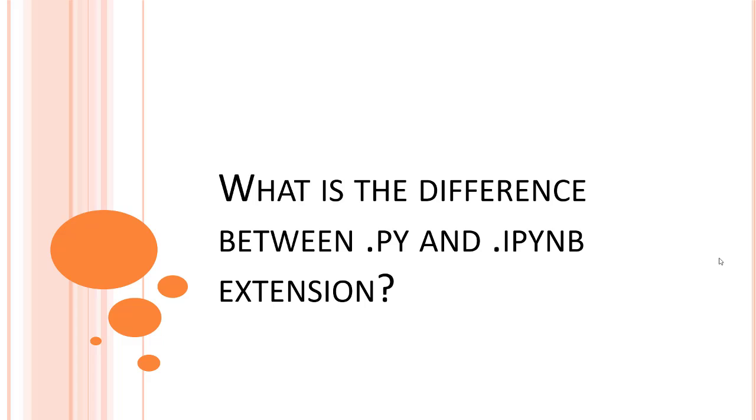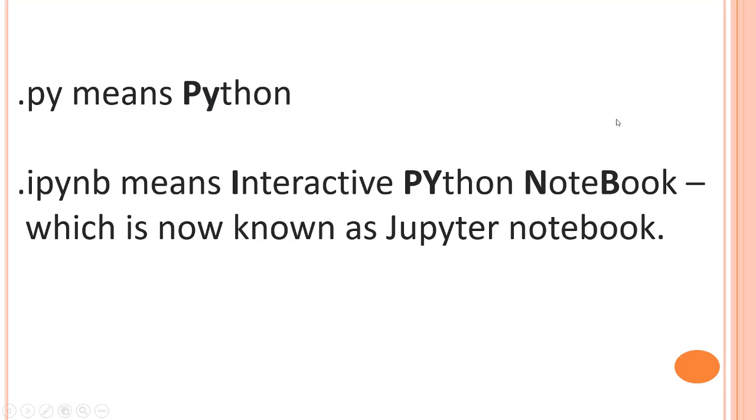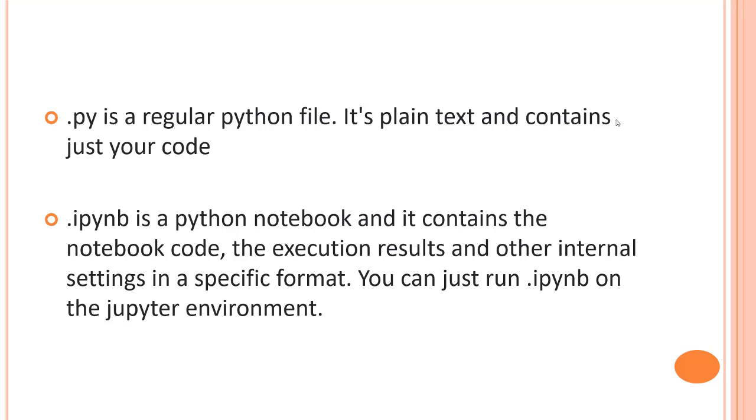So let's start with the difference between what is .py and what is .ipynb. So .py stands for Python, and .ipynb stands for Interactive Python Notebook. What's basically the difference between them? .py is for the script files. Okay, so it is just a regular Python file. It contains plain text, that is just your code, nothing else. It cannot have any cells, it cannot have the functionality of cells particularly.